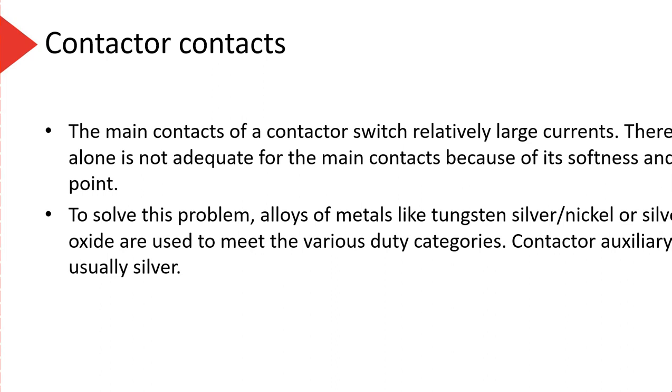So the auxiliary contacts, I mentioned this I think yesterday in one of the videos, tend to be a lower operating current than the main contacts. So we can use silver on those because they're not carrying as much current.